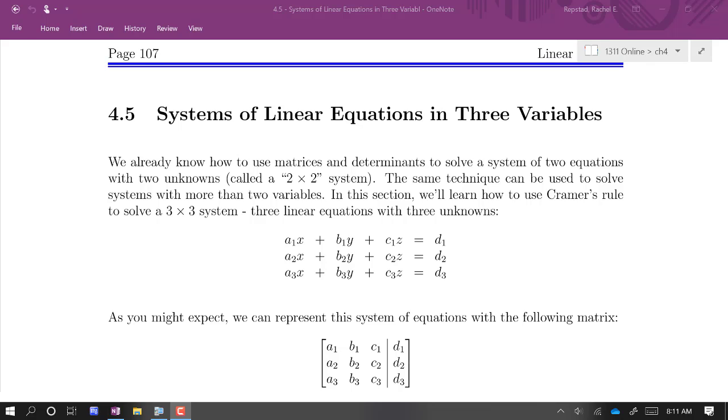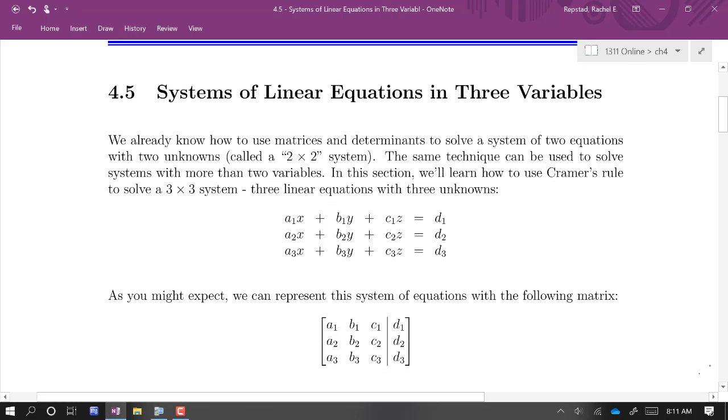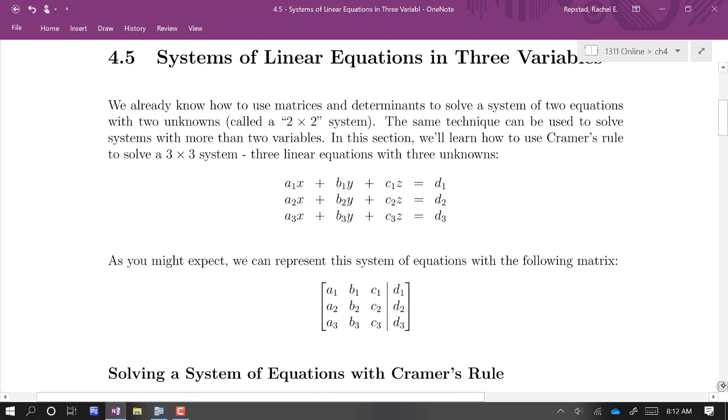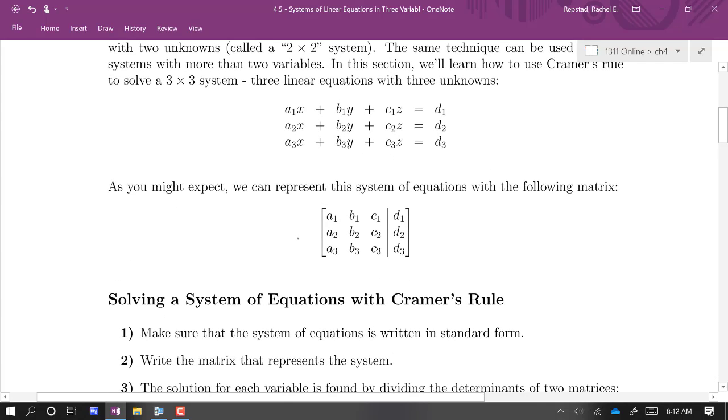Again, you want to make sure that your system is written in standard form. So we've got all of our x's lined up, all of our y's, and now z's. We have a third variable, and then the constants by themselves. And we model or represent this system of equations with a matrix, with an augmented matrix, just like we would do with the 2x2 system. So that should kind of be in keeping with what we might expect to see.